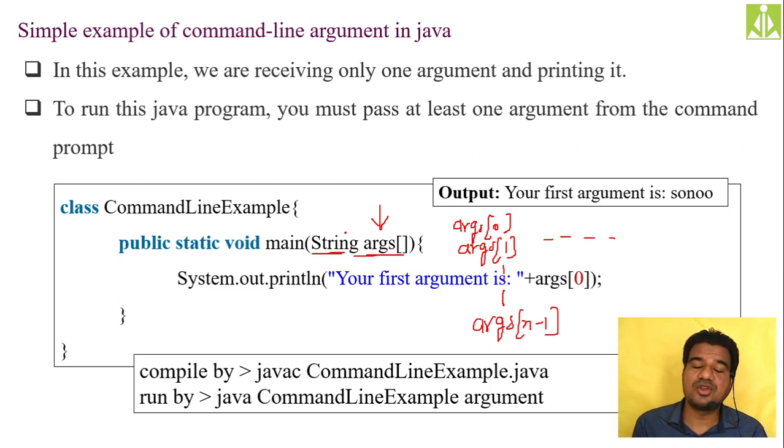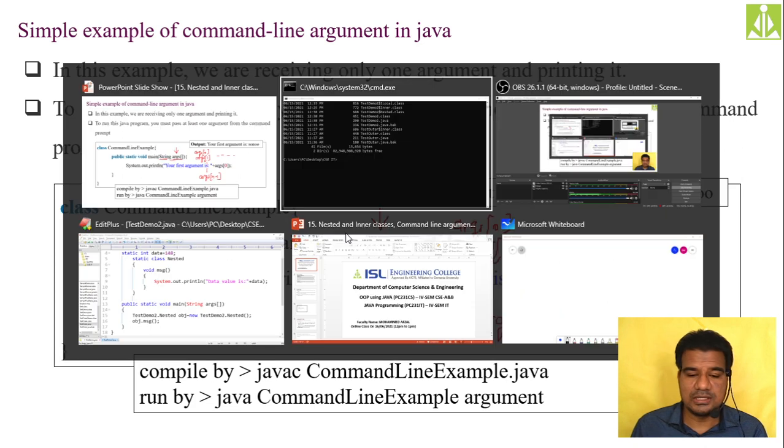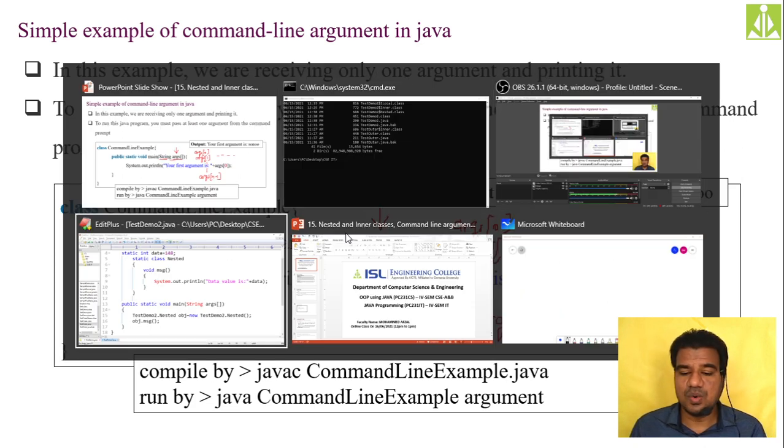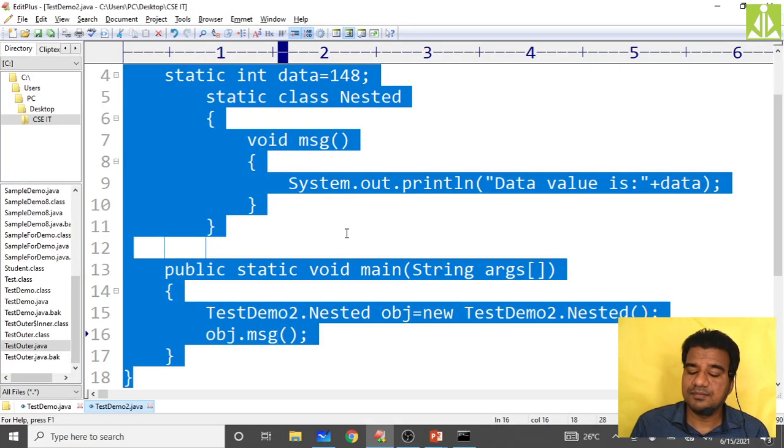So first command line argument will become args of 0. Second command line argument, args of 1. Likewise, the nth command line argument will become args of n minus 1. So in this program, we are reading only the first command line argument, args of 0. So we will pass only one command line argument to the program and we'll read it. Okay, so quickly, without ado, just go and write the program over here.